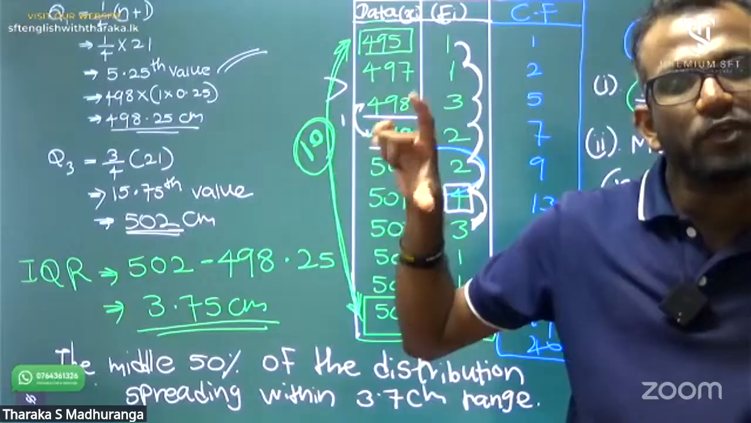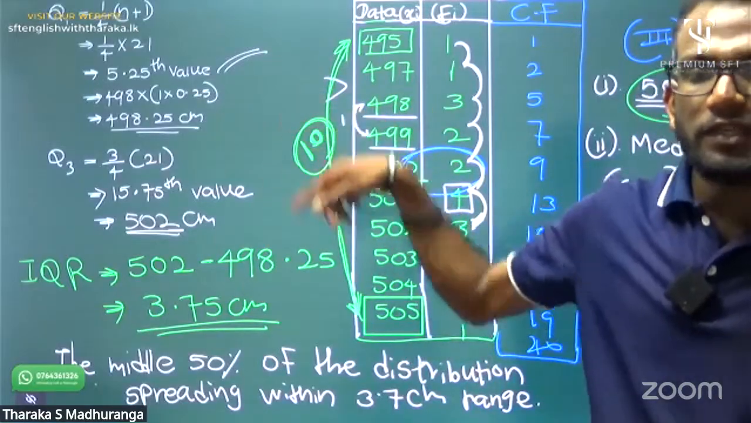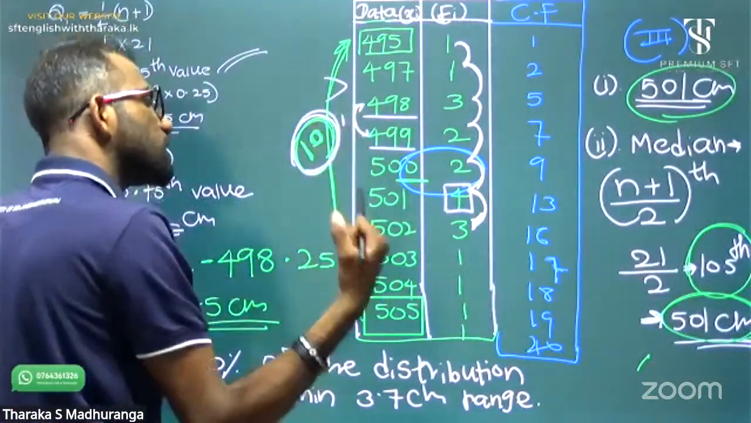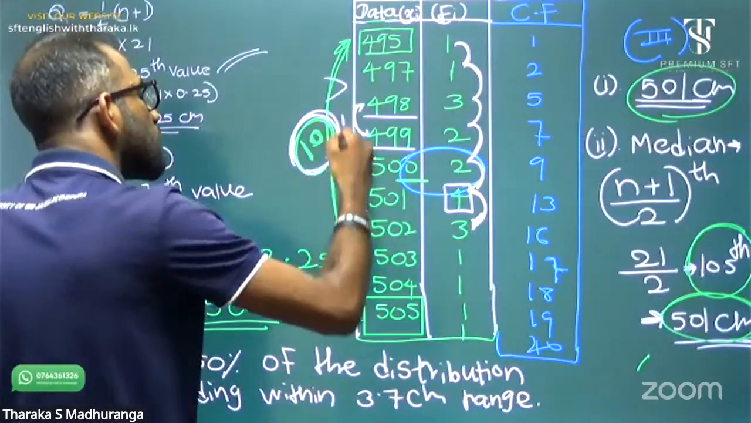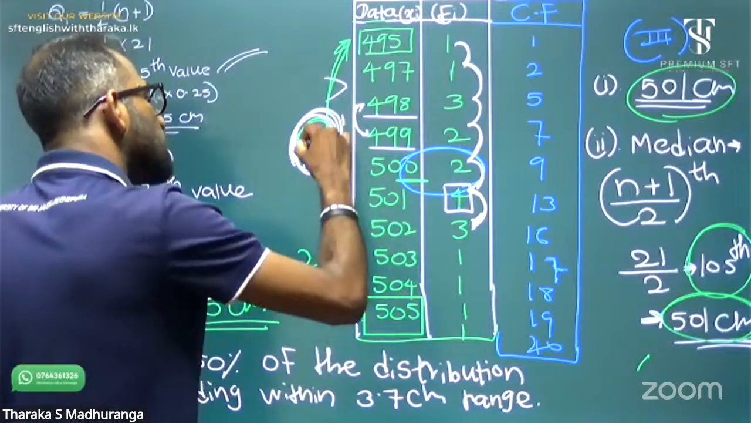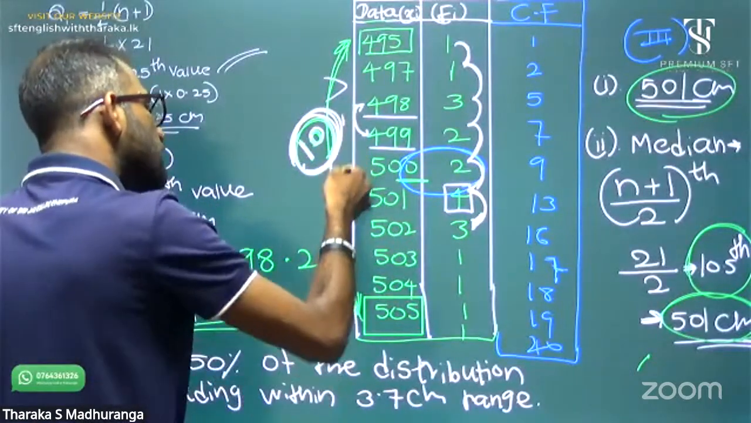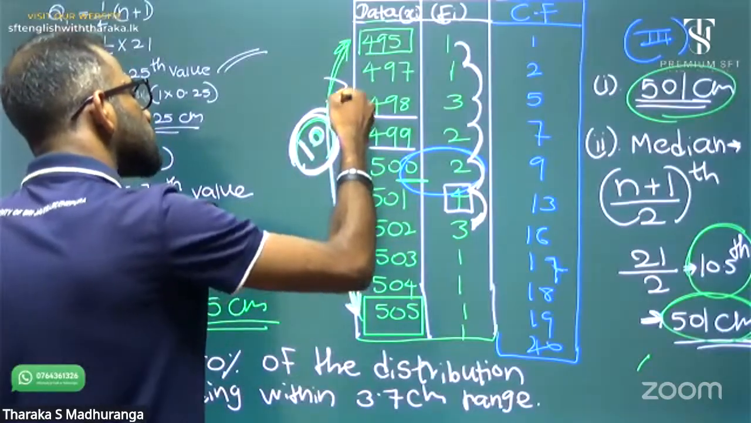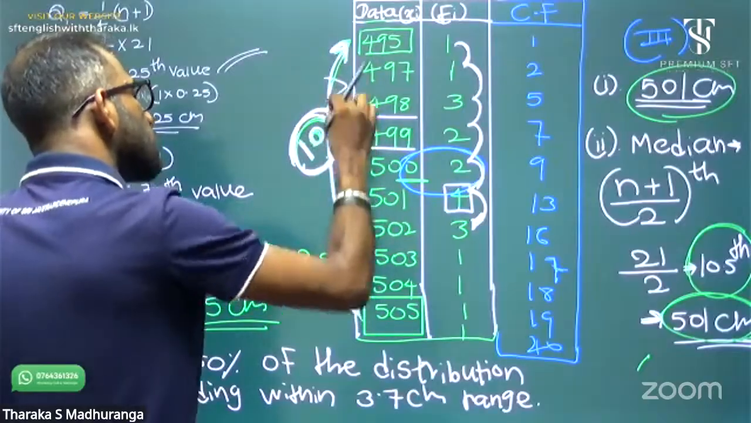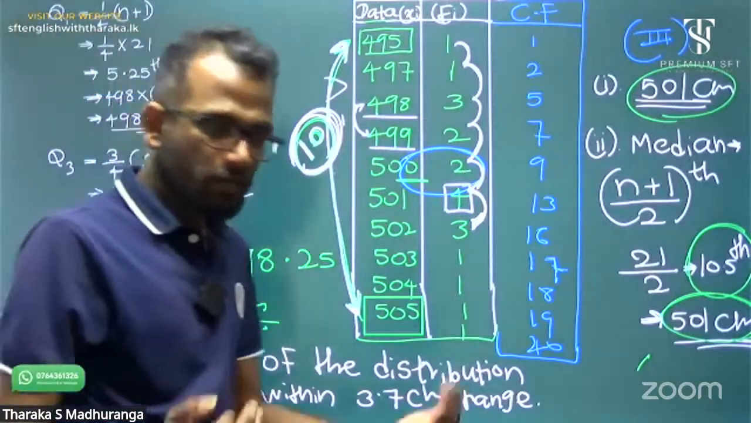If you got the range, what can you explain? If your exam asks about the range, explain the range value 10: the entire frequency distribution is spreading within 10 centimeters. Within 10 centimeters. Okay, quickly send me.